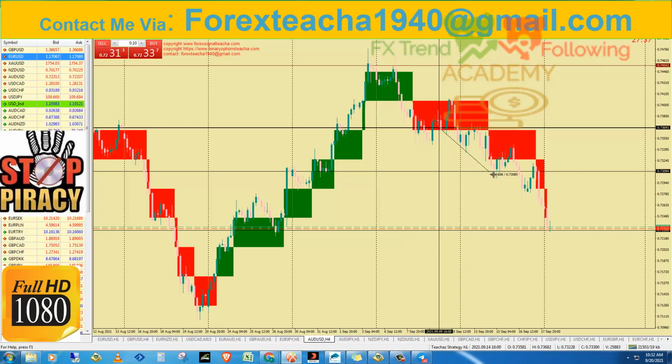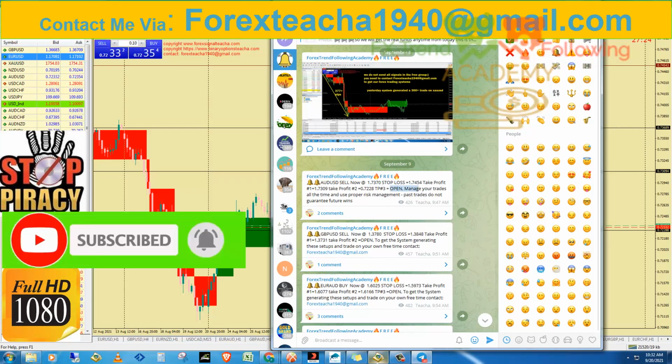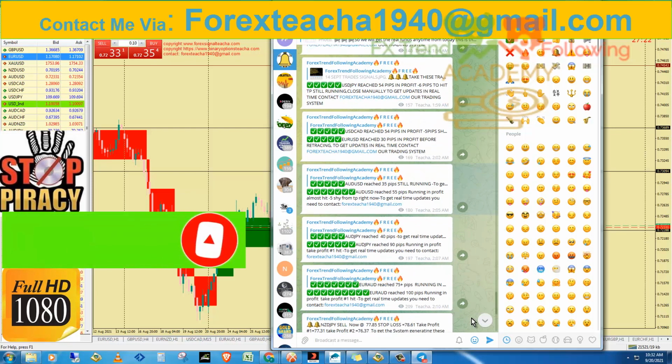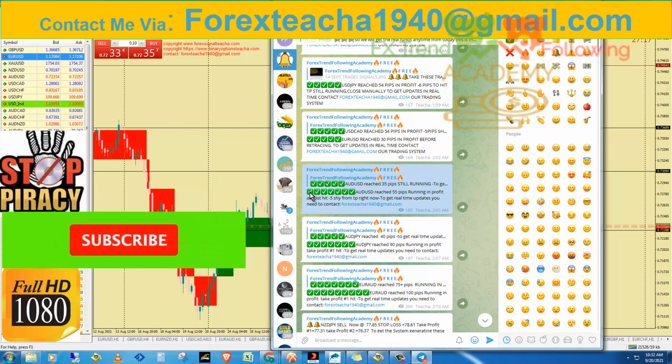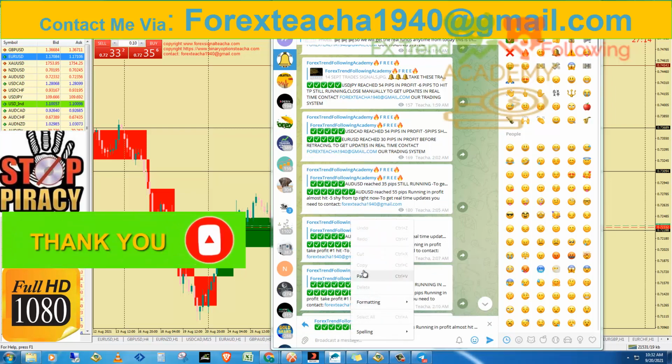So the take profit number 1 was right here, was hit at 60 pips. Now it has actually reached 140 pips, which is our take profit number 2. I don't remember, I think there is take profit number 3 as well, which is open. So I'm just going to update this one as well.